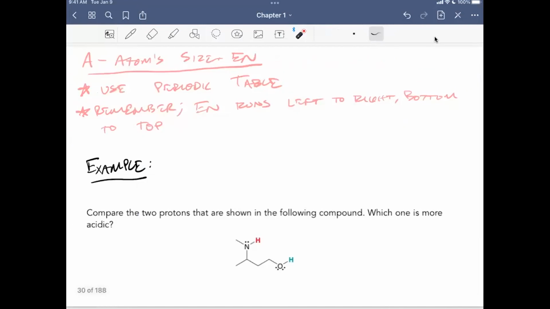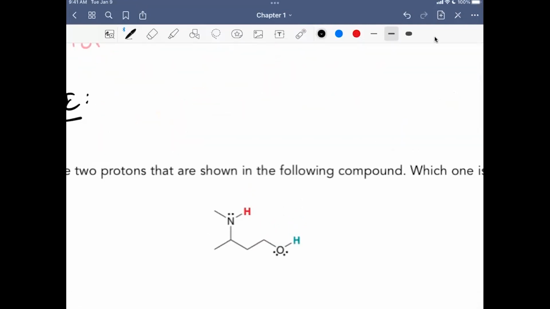And if you look at the atom size, it's just, again, in these little boxes. So that's really easy. So an example I have for this one is to compare the two protons that are shown in the following compound. Which one is more acidic? Okay, so to determine this, we actually want to take both of them away and see what happens when we take one of them away. So let's do that. For this first one, we have this red hydrogen.